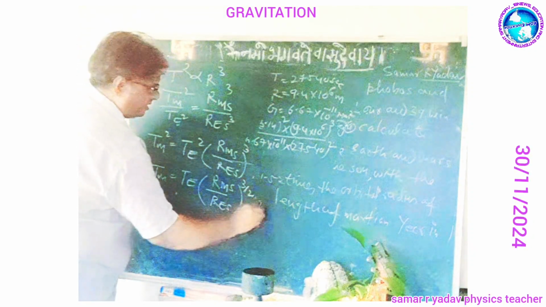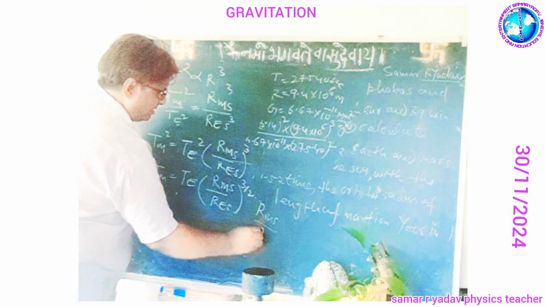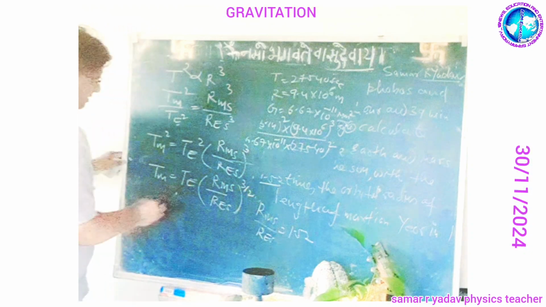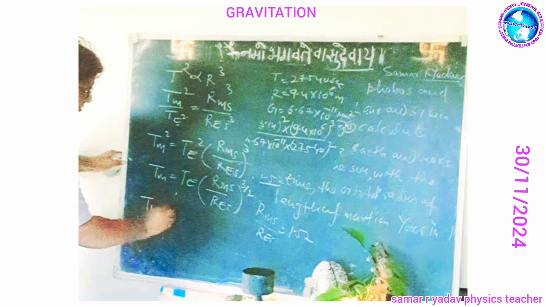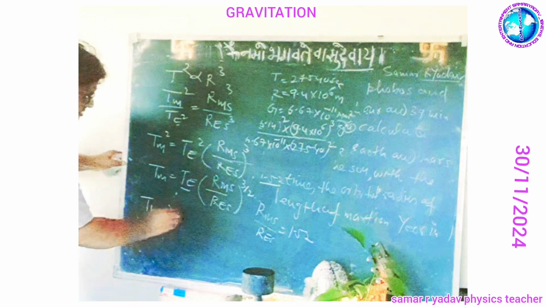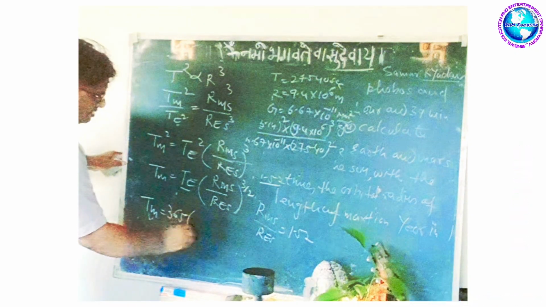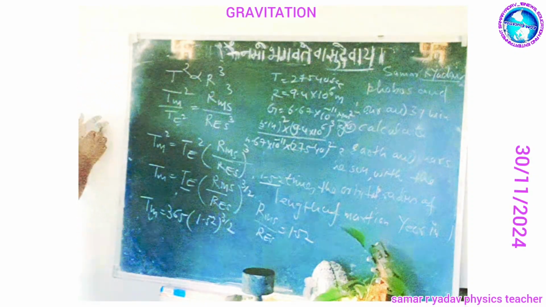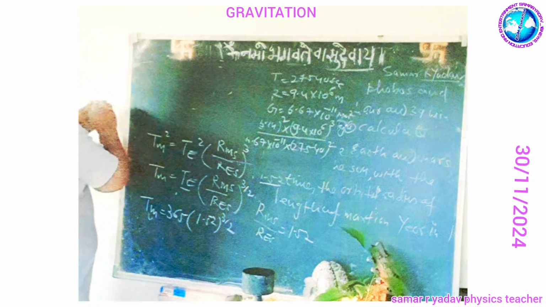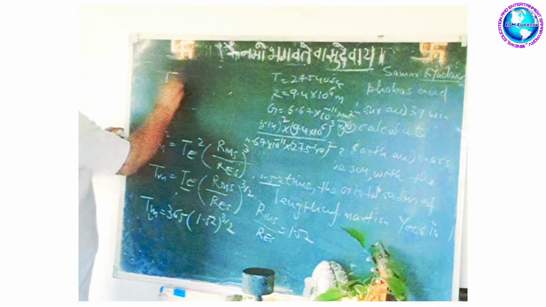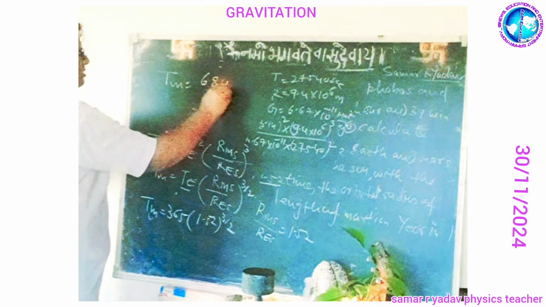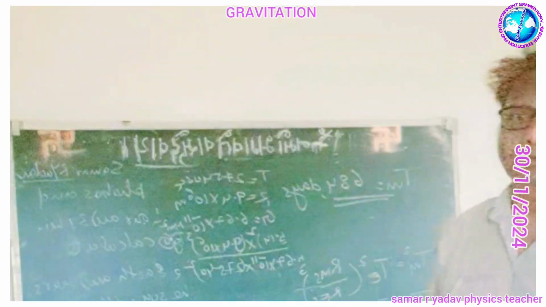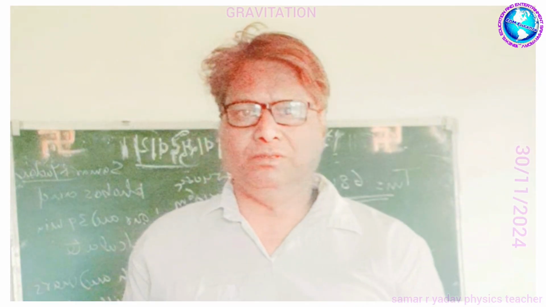Now, R_MS upon R_ES is equal to 1.52. Keeping this value, T_M is equal to T_E, and we know there are 365 days in 1 year, into 1.52 raised to 3 by 2. Simplifying, we get T_M equal to 684 days. So this solves this numerical.